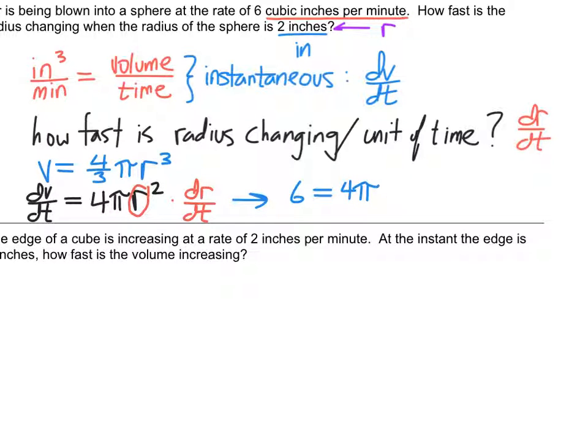4 pi. They tell us our radius is 2 squared. I'm looking for dRdt, so I don't have a variable for that. Now it's just basic algebra. Stay away from decimals unless the question asks you to work with decimals. You don't want to get into that.